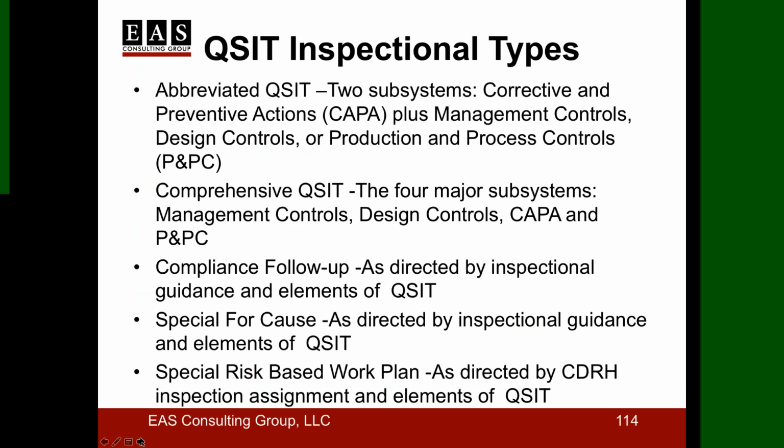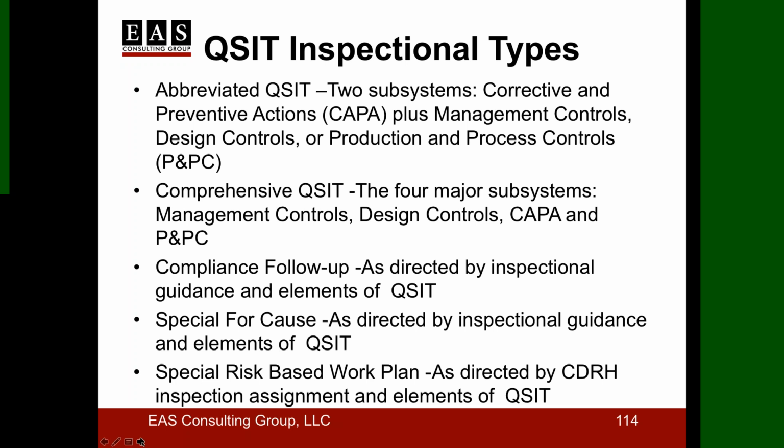There are two types here. There's abbreviated QSIT, which is CAPA plus one of the other three major areas: management controls, design controls, production process controls, for U.S. firms only. Comprehensive QSIT covers all four of those: management controls, design controls, CAPA, and production process controls. Those are done for every foreign inspection. So foreign firms don't have the luxury, like U.S. firms, where they can hop back and forth from the abbreviated QSIT to the comprehensive QSIT.